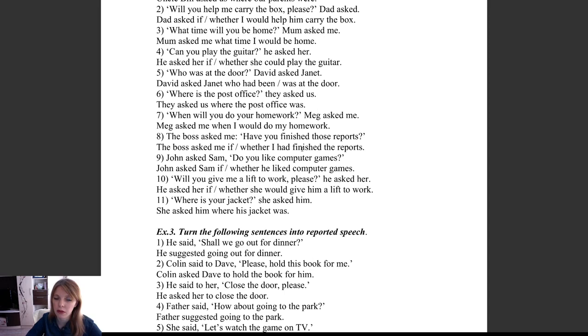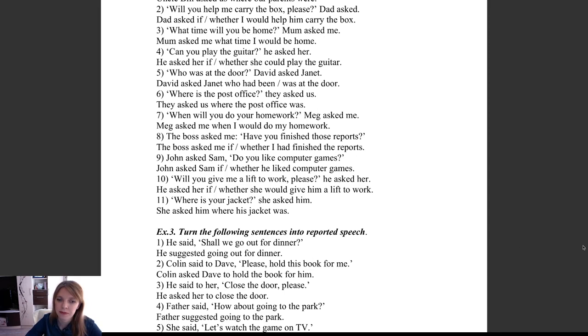Number nine, John asked Sam, do you like computer games? John asked Sam if or whether he liked computer games. Again, general question. We use if or whether, and we change present simple into past simple.